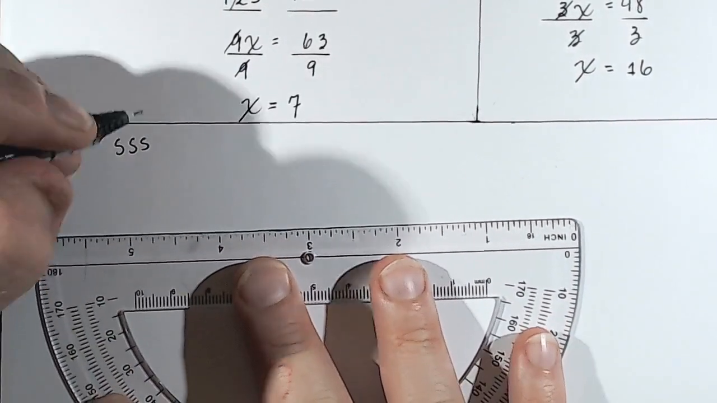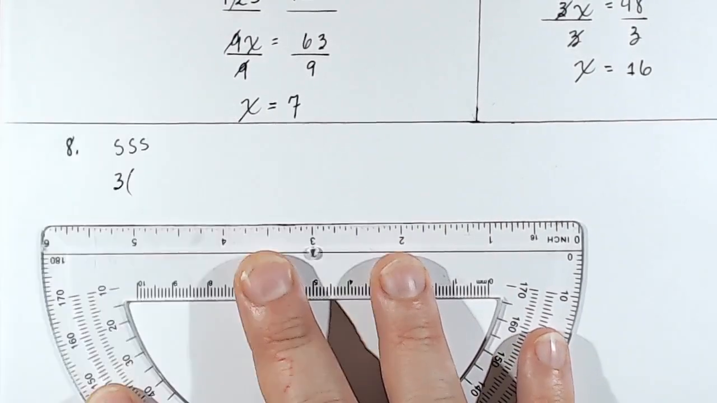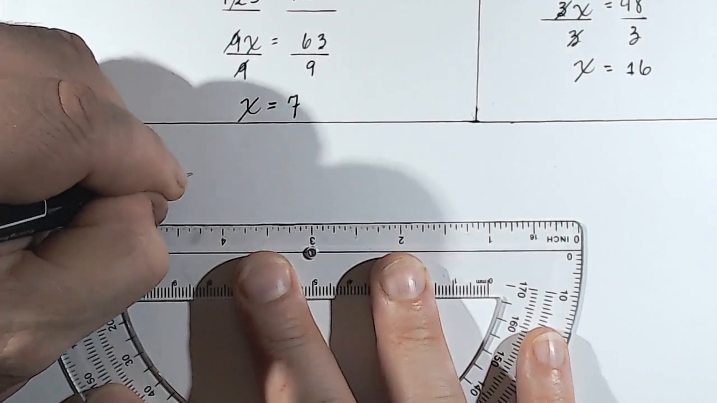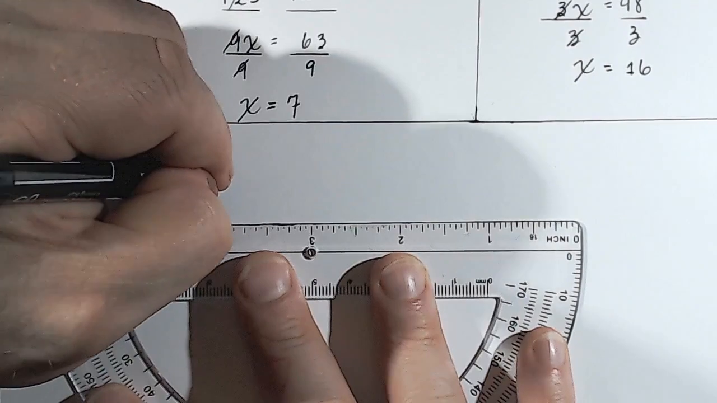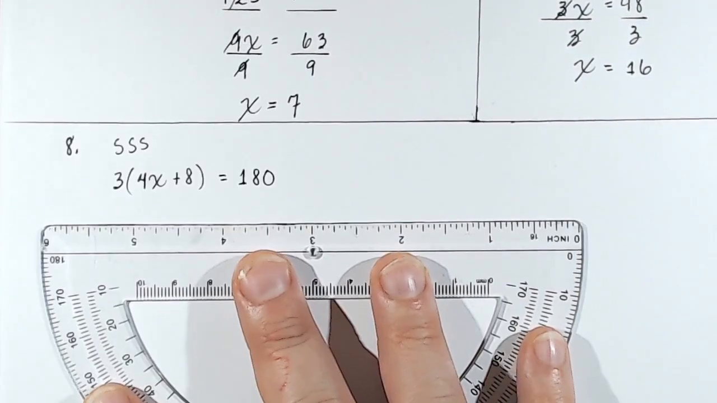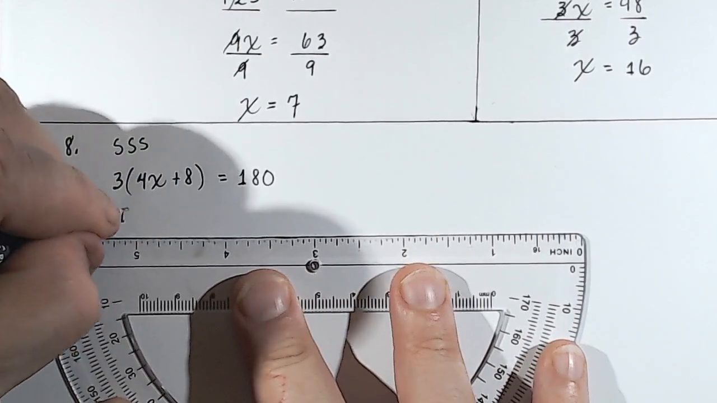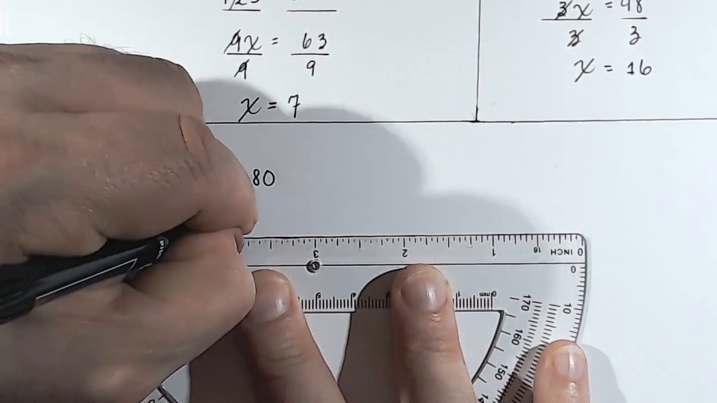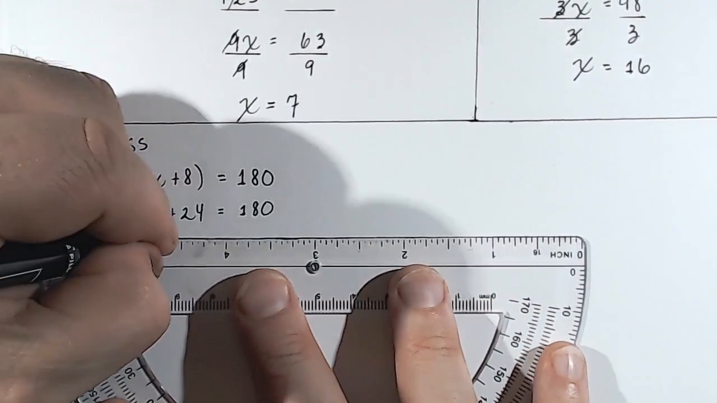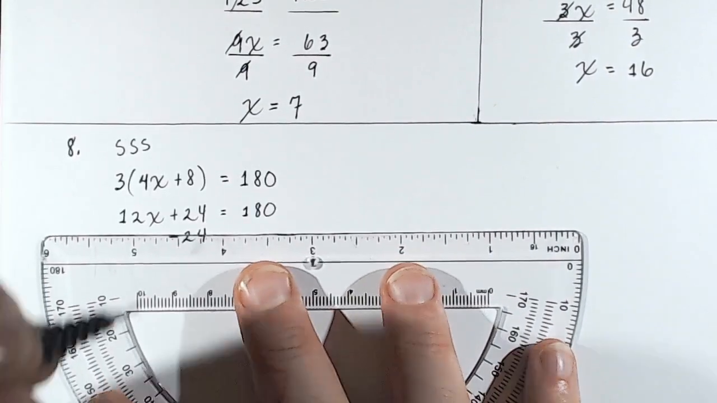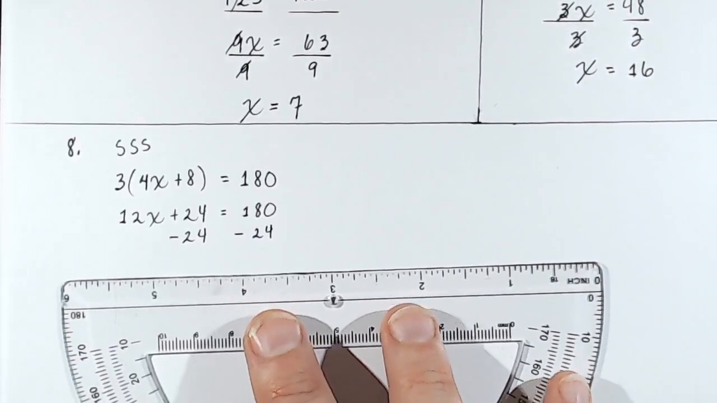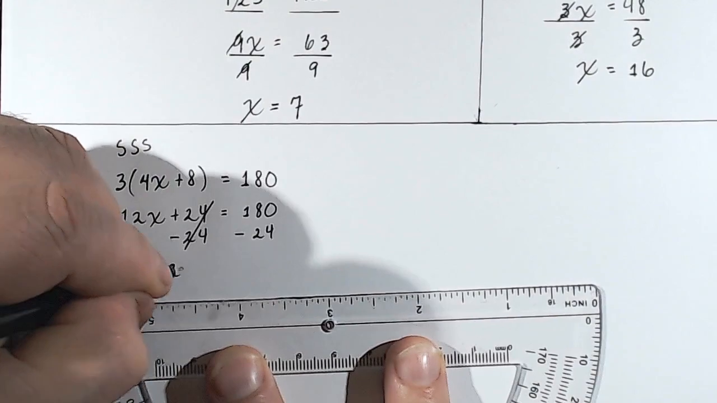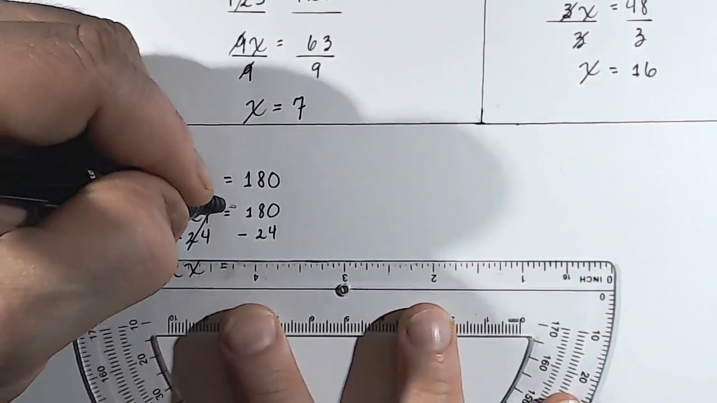Okay, so I have here 3 times 4x plus 8. And that's going to equal 180. So I'll distribute, multiply. 3 times 4x is 12x, and 3 times 8 is 24. Those have to equal 180. And now we'll subtract 24 from both sides, which I learned in Spanish is a dos lados. Okay, let's see. Now 12x equals 180 minus 24.